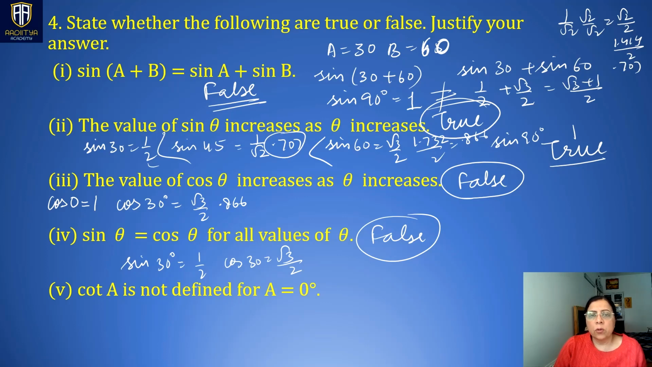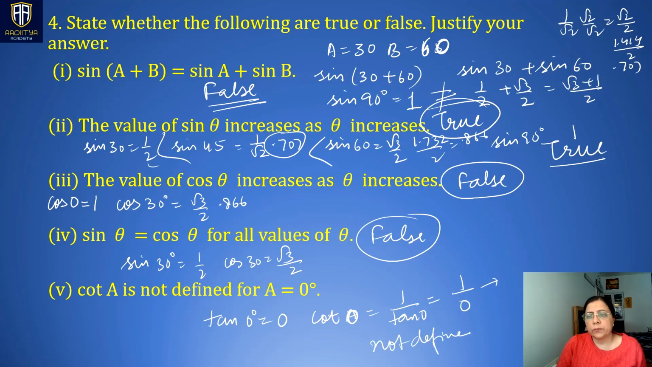Last is: cot A is not defined for A equal to 0 degrees. That we have to check. See, tan 0 is 0, right? Tan 0 degrees is 0. Now what is cot? Cot is the reciprocal of tangent. So cot of 0 becomes 1 by tan 0. Now tan 0 is 0, so cot 0 becomes 1 upon 0. 1 upon 0 is not defined. Division by 0 is not defined. So this is true.